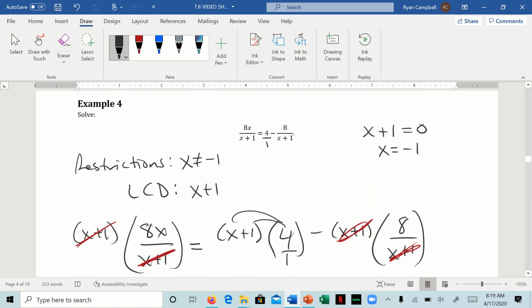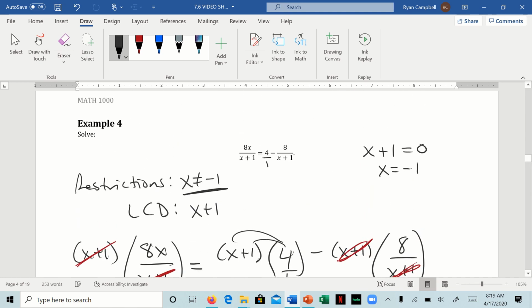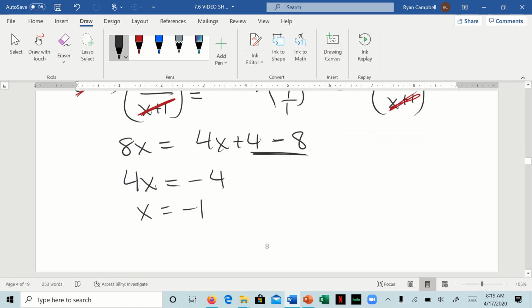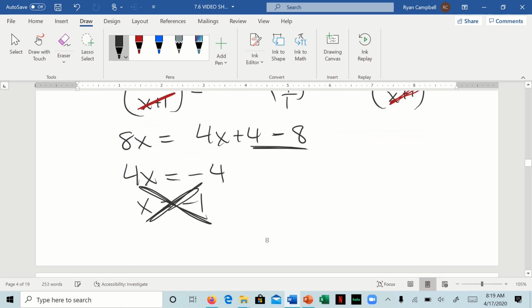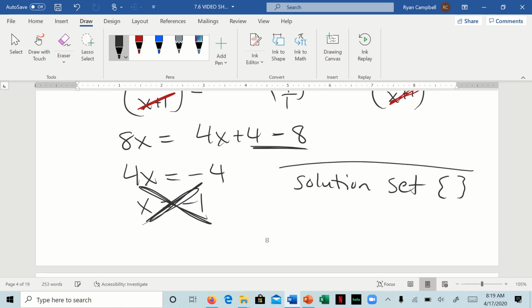Go back to our restrictions. Ooh, x can't be -1. So this cannot be our solution, which means that the solution set is empty. Yeah, there is no solution for this problem.